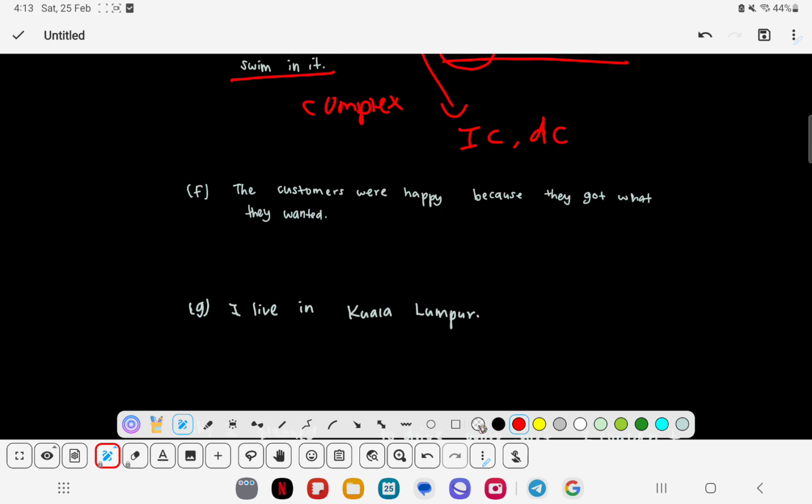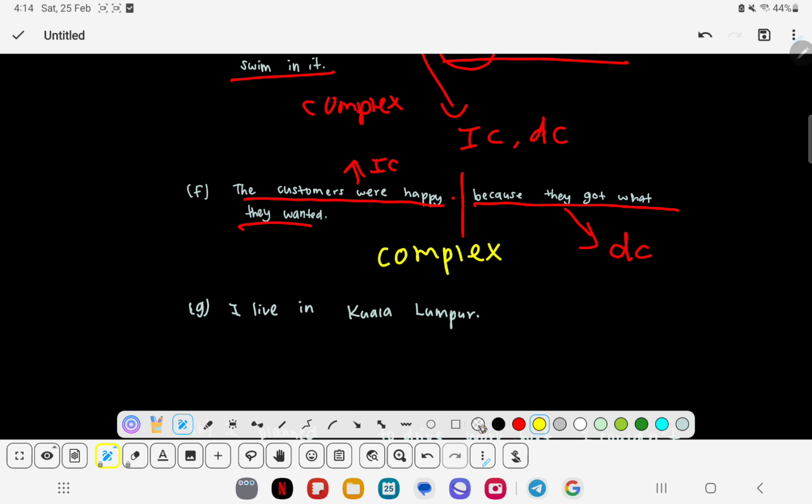Okay, let's see the F. The customers were happy because they got what they wanted. What is this? Because they got what they wanted is a dependent clause, because before the word because, you need to add something in front. That's why we call it a dependent clause. Whereas the customers were happy is IC. It is a complete sentence. So if it's IC, DC or DC, IC, what's the answer? It is a complex sentence.